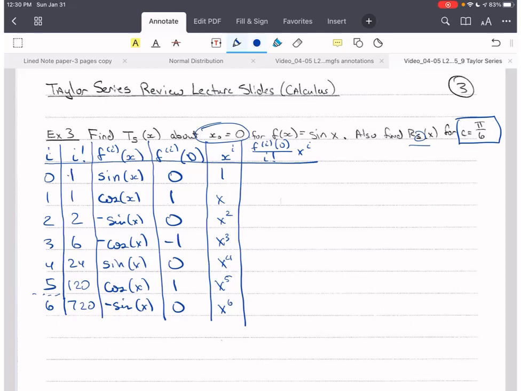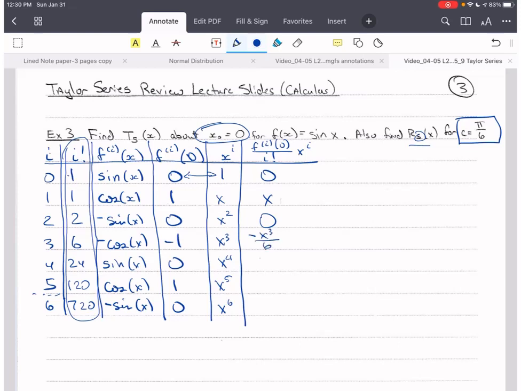Now we put it all together. So we have our derivative times x to the i. So these two get multiplied. And then we divide by this column here. Okay. So I'm going to have 0. I'm going to have x divided by 1, which is x. I'm going to have 0 divided by 2, which is 0. I'm going to have negative x cubed divided by 6.